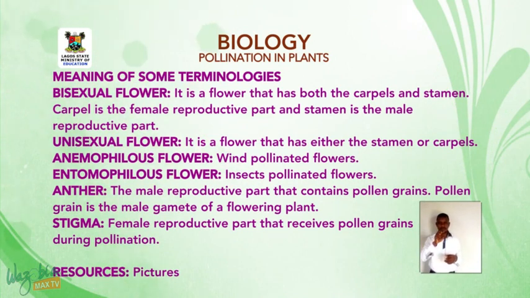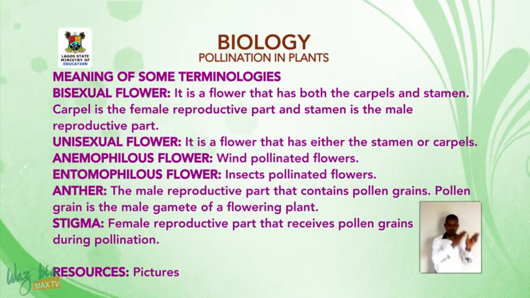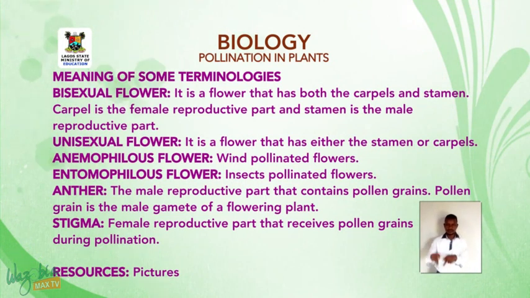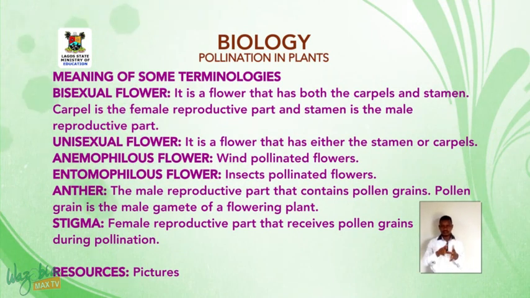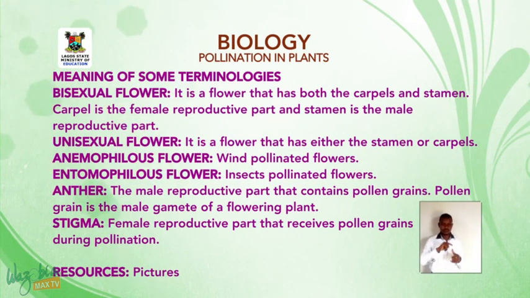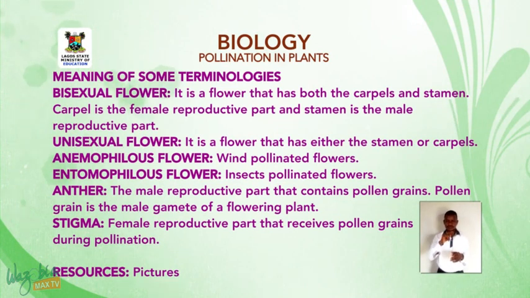Anemophilous flower, that is another name for wind-pollinated flower. Entomophilous flower, that is another name for insect-pollinated flower. Anther, that is the male reproductive part that contains pollen grains. Pollen grain is the male gamete of a flowering plant. Then we have stigma. Stigma is the female reproductive part that receives pollen grains during pollination.